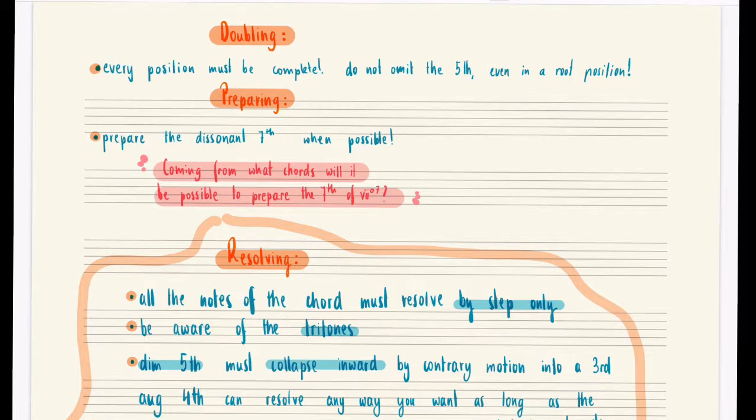And we cannot omit even the 5th, which is something that we do accept in root position 7th chords like 5/7 or 2/7. We sometimes can omit the 5th and double the root. Well, in 7/7 we cannot do that. We have to include every single note of the chord. So do not omit the 5th even in a root position.